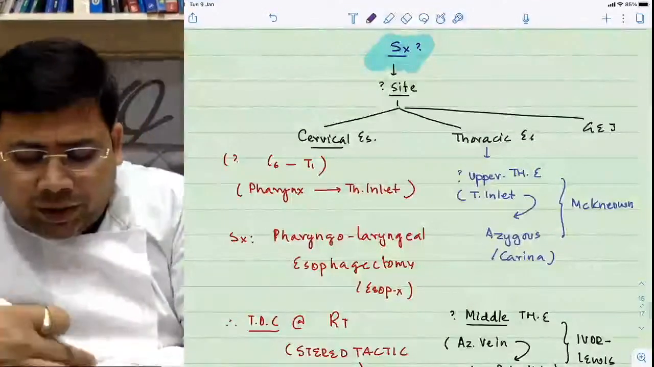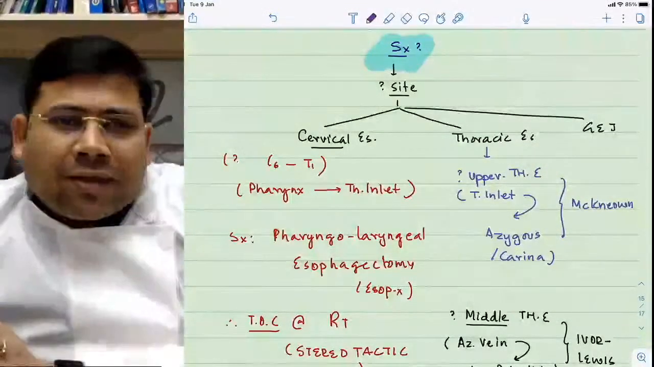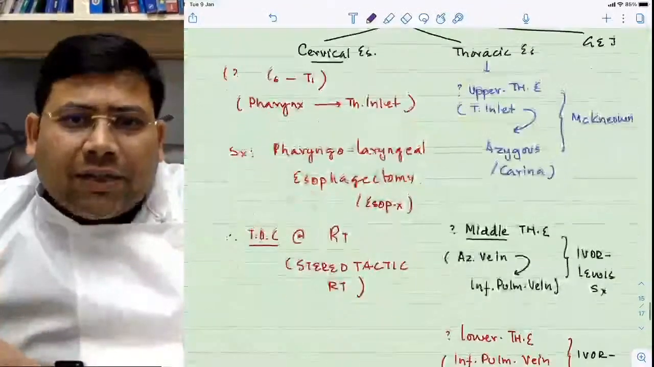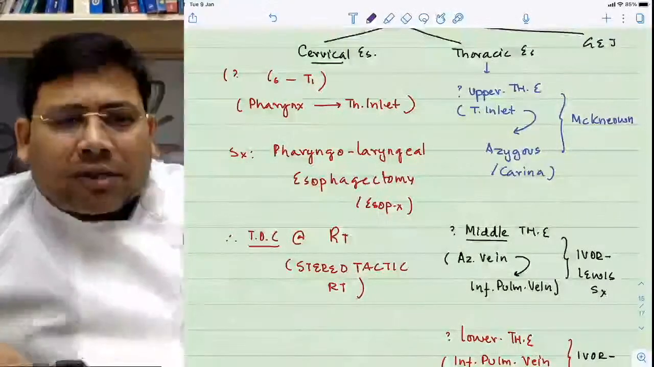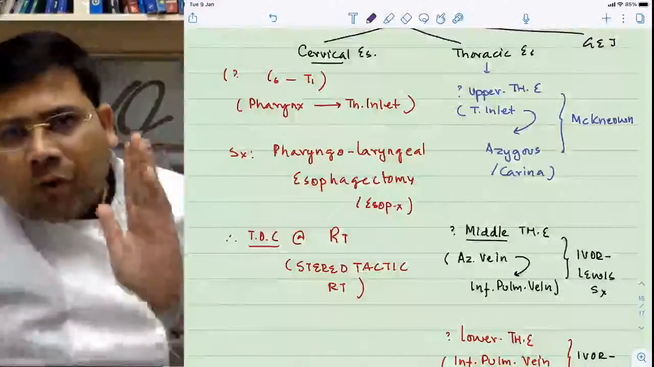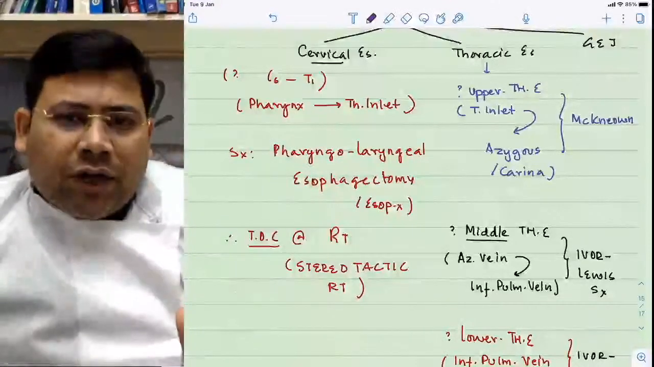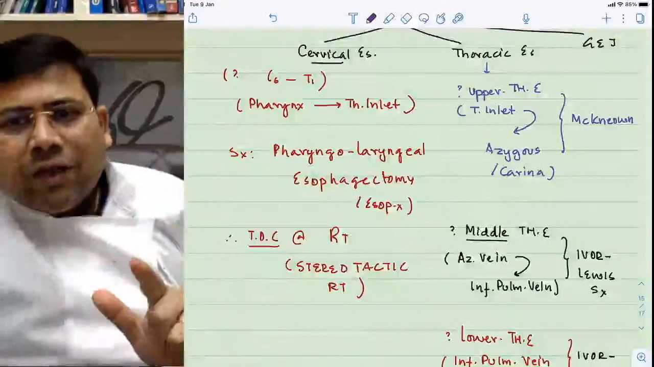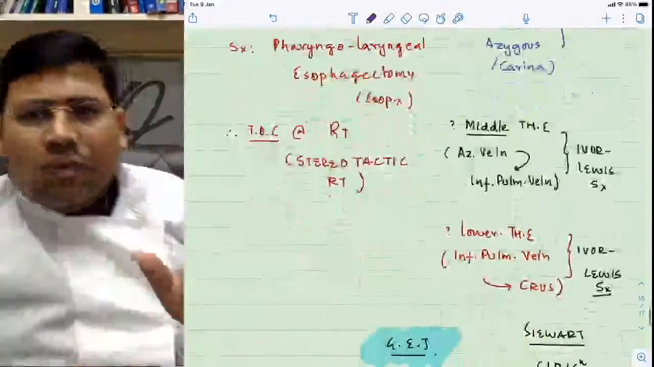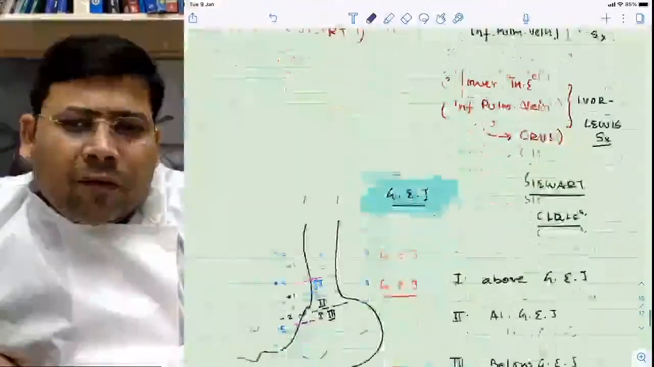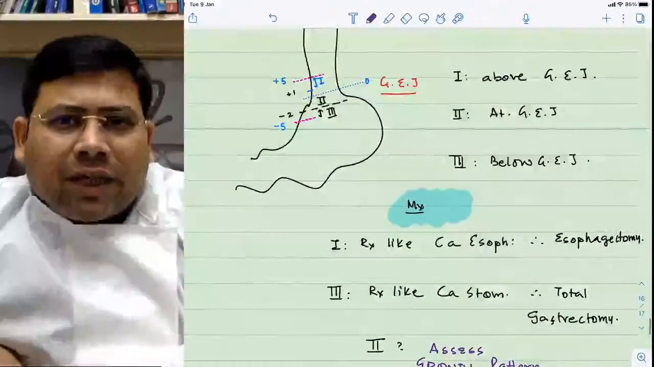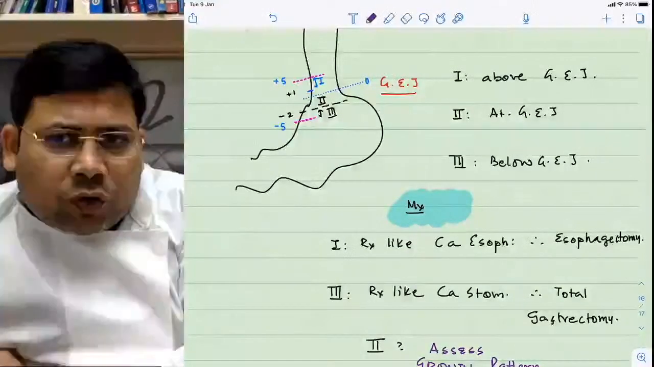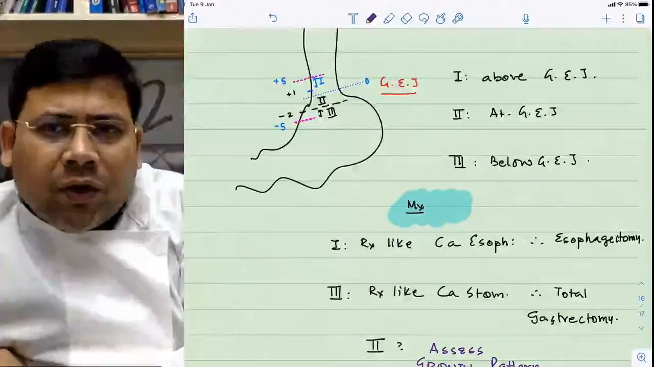Now, what surgery needs to be done? This again depends a lot on where the site is: cervical esophagus, thoracic esophagus, or the G junction. Remember, for cervical esophagus the operative morbidity is very high, and hence we rely on stereotactic radiotherapy. Is that clear? For thoracic, for upper thoracic we do McKeown, otherwise Ivor Lewis is the call. For the G junction, we follow Sievert's concept, dividing it into three zones: one is above the G junction, two is at the G junction, and three is below the G junction.